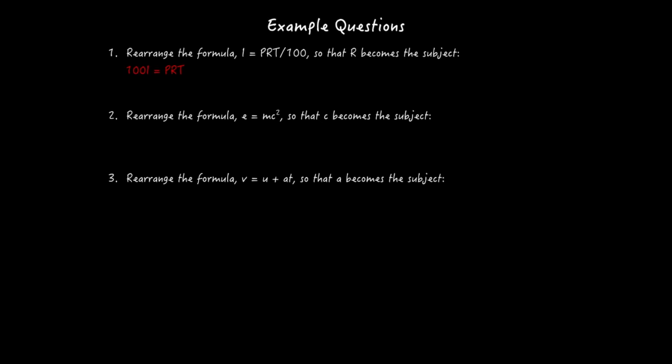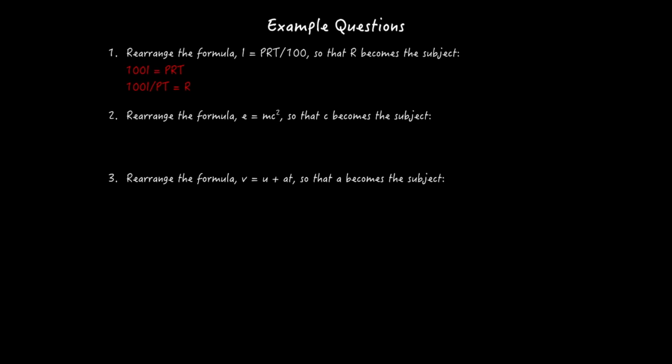Since there is a multiplication between the P, R, and T, we can use division, the inverse operation of multiplication, and get rid of the P and T by dividing on both sides. Therefore, we get 100I divided by PT is equal to R.